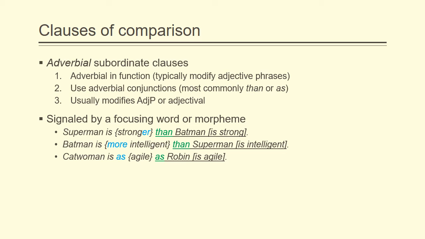And something to look out for is that this comparison doesn't necessarily have to involve the comparative or even the superlative form. We can have something like as agile as in Catwoman is as agile as Robin is agile. So here as is the focusing word. It is paired with a second as, which is typically the case with as, and the subordinate clause, as Robin, with the omitted is agile, does modify the adjective agile here.